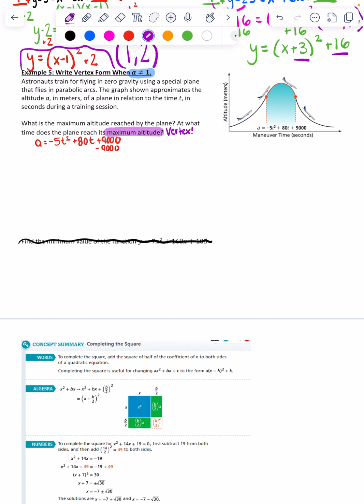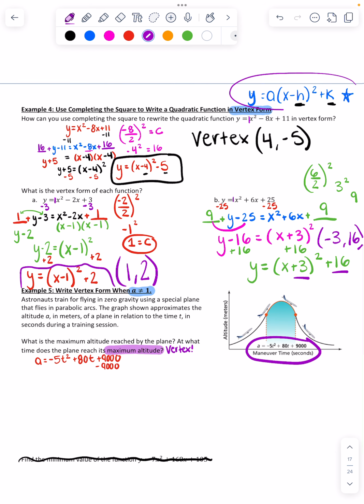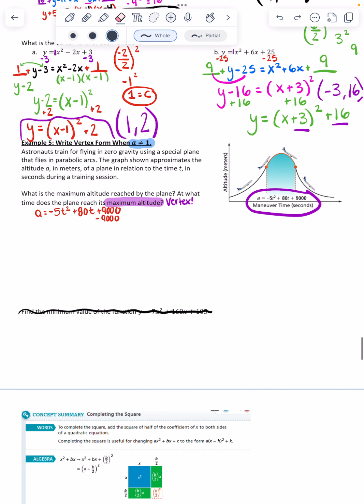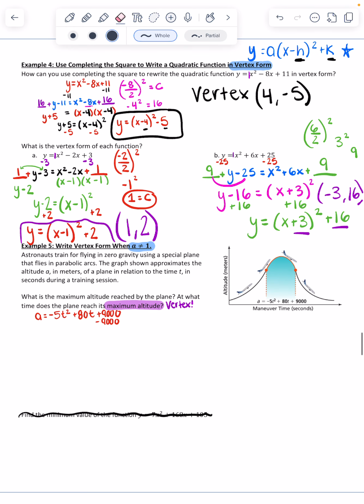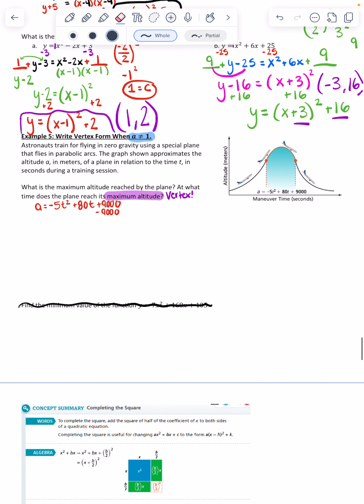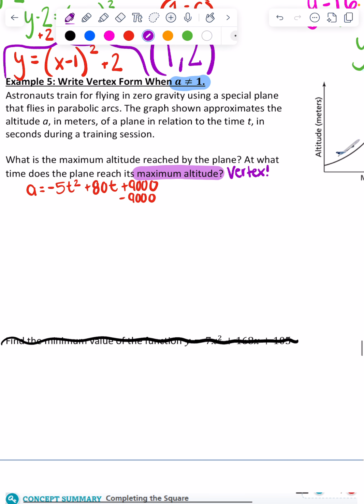All right, guys, lots of crazy words. What really sticks out to me, and what I'm hoping sticks out to you guys too, is that word maximum. To us, maximum means vertex. That is our goal in this question. We just need to take our equation and put it into vertex form so that we can then identify the vertex. What we did in example 4 is exactly what we're going to do in example 5. There's only one extra step we have to do. And you guessed it, it has something to do with this a value here.